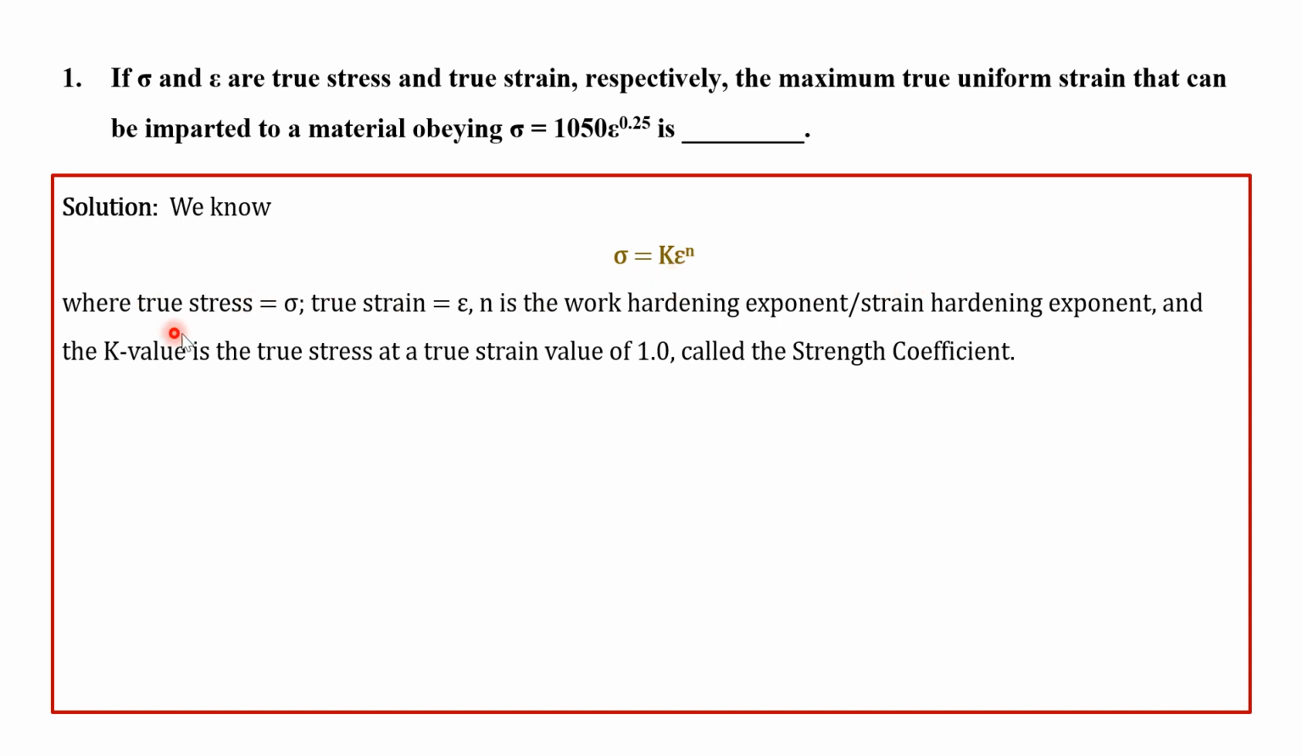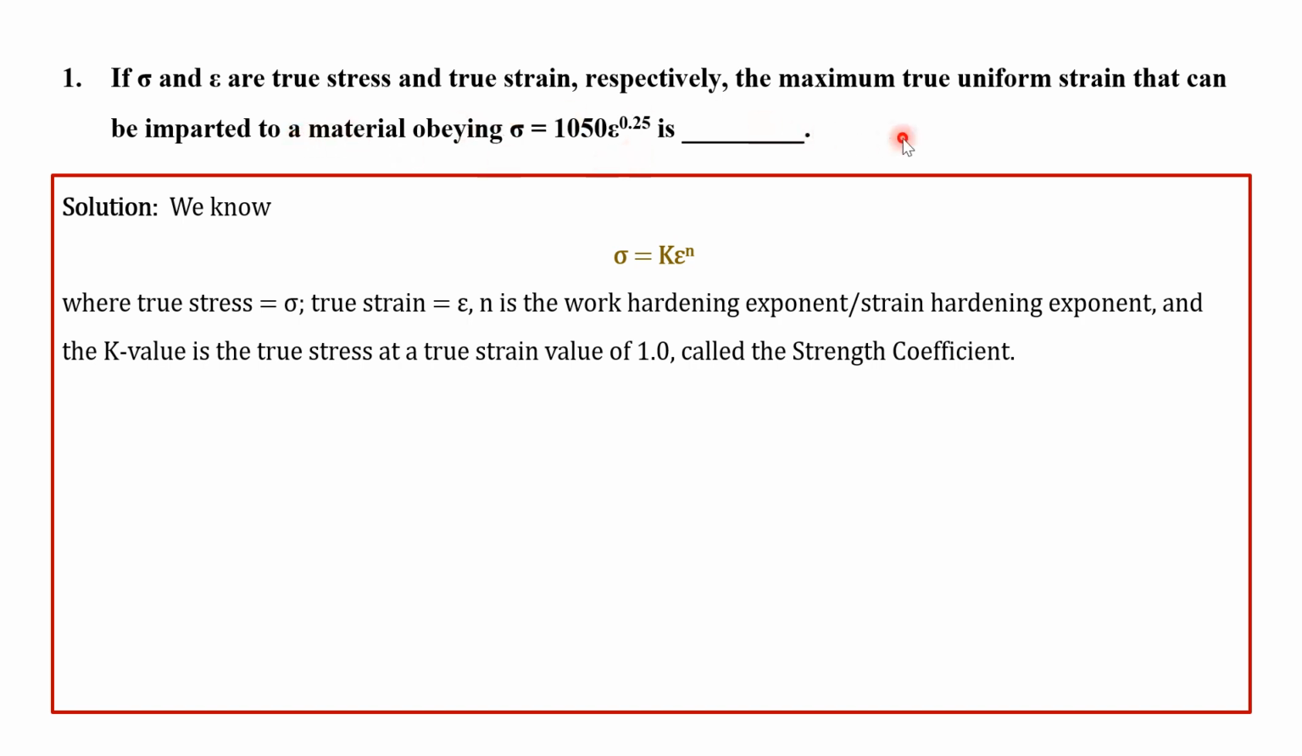So what are the components here? Sigma is true stress, epsilon is the true strain, n is the work hardening exponent or the strain hardening exponent, and k is a constant, that is the true value of stress at a true strain of 1.0. It is called the strength coefficient. It is a constant. It will be given. So in this relation, the k value is 1050, epsilon is given, and n is equal to 0.25.